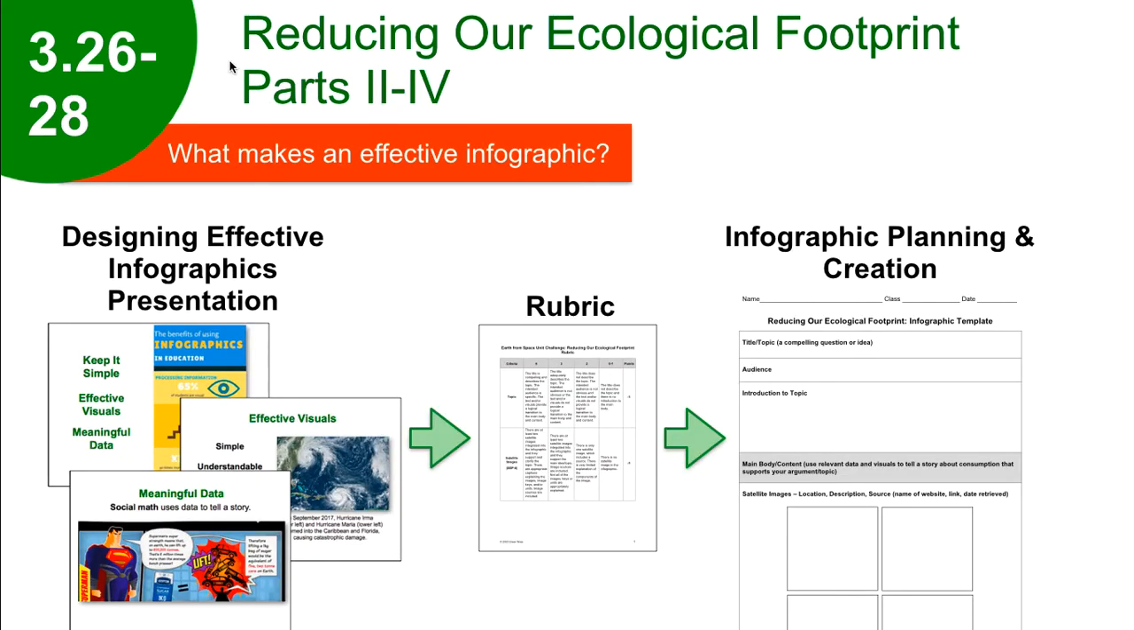We start part 2 in lesson 26 with a short presentation emphasizing the key components of effective infographics. Keep it simple, use effective visuals, and present meaningful data. We also introduce the idea of social math, which is meaningful statistics that people can easily relate to. Now's a good time to emphasize how these items are part of the rubric, along with their use of satellite data, an effective call to action, and a demonstration of their scientific understanding. Students put all of these together as they plan and create their infographic for the rest of this period and all day during lessons 27 and 28.